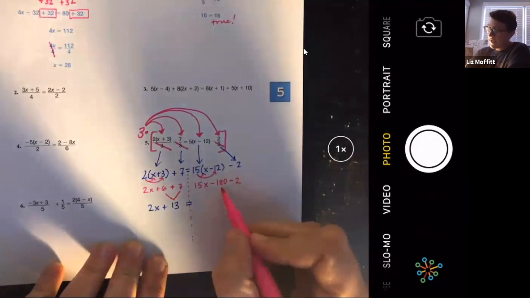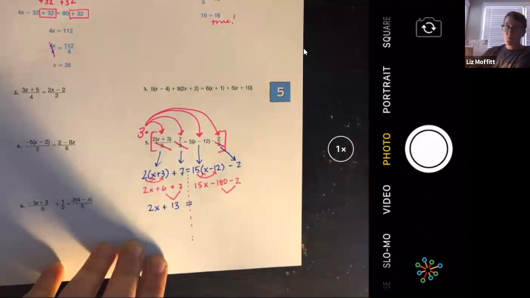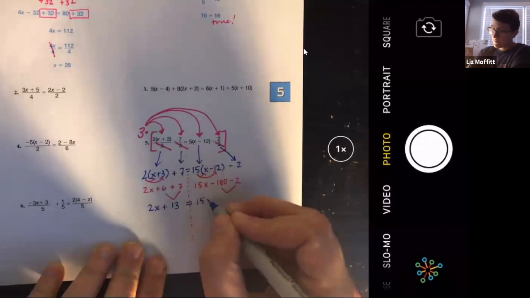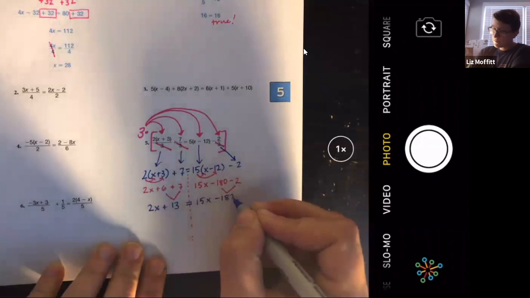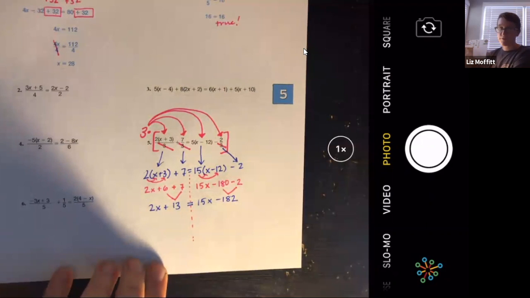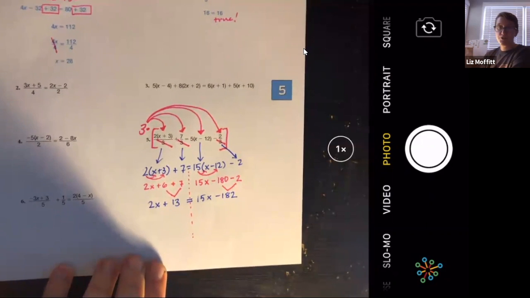Again, I notice I have some like terms. Negative 180 and negative 2 are both constants. They don't have a variable attached to them, so I can combine those like terms. Now I have the right side in the absolute simplest form. Now that we have everything simplified, we can begin our steps to solve.